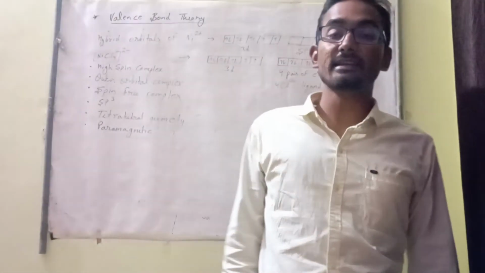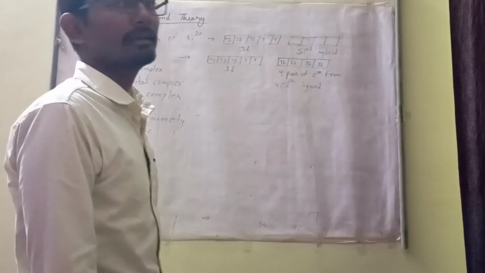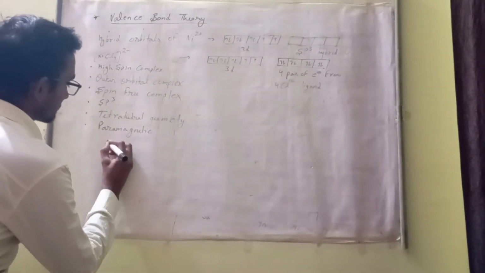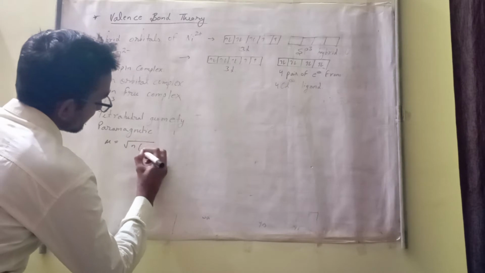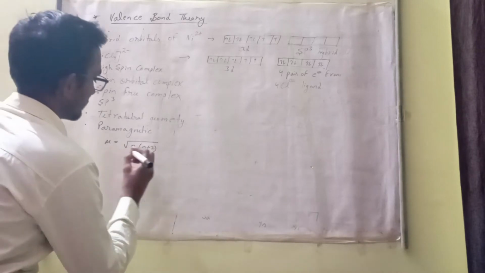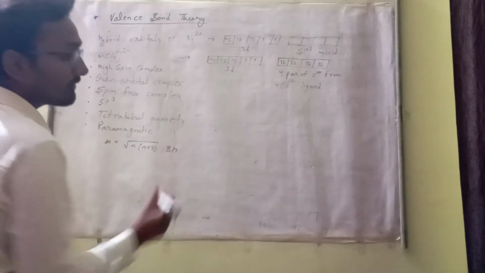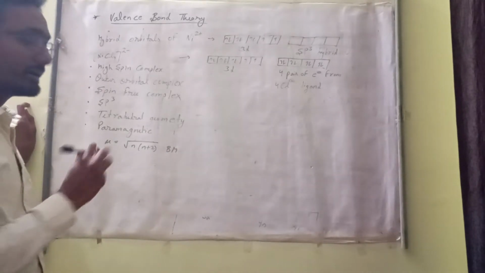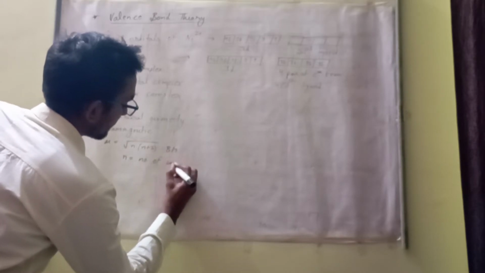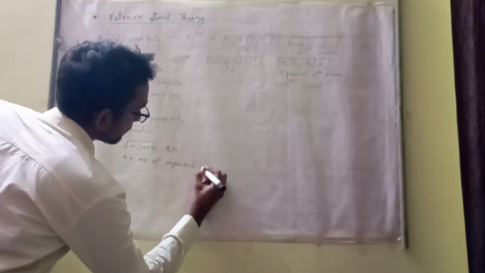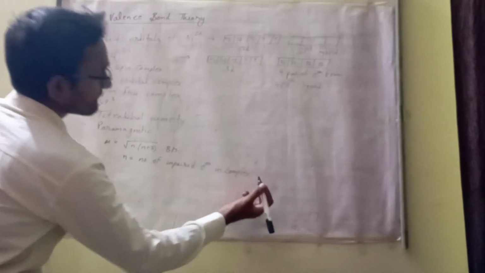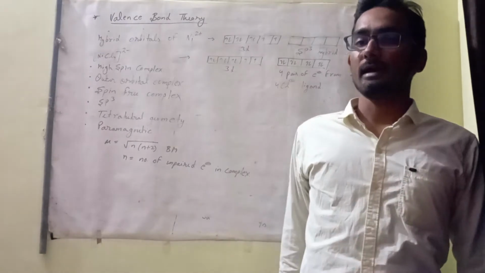How to find the magnetic moment? If it is paramagnetic, then we find the magnetic moment using the formula mu is equal to under root n(n+2) BM, where BM, Bohr magneton, is the unit of magnetic moment, mu is the magnetic moment, and n is the number of unpaired electrons in the complex or in the hybridized orbitals.